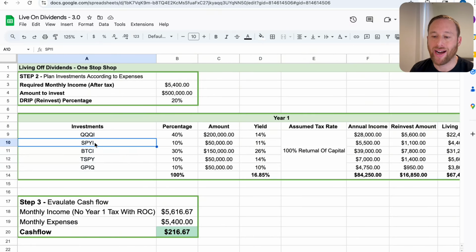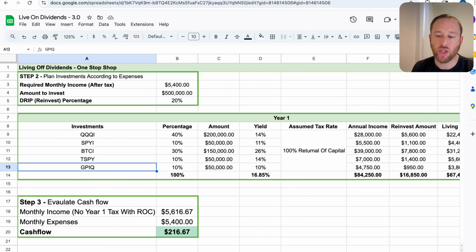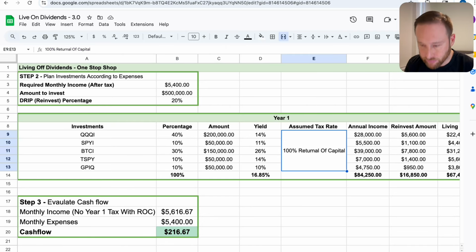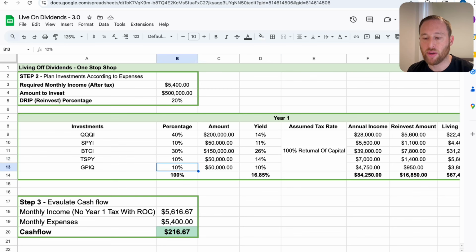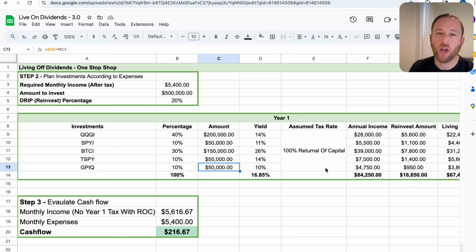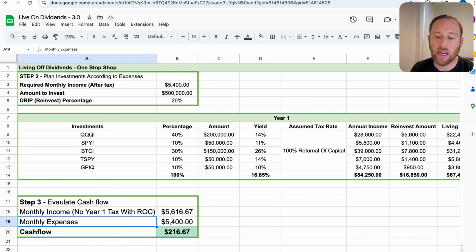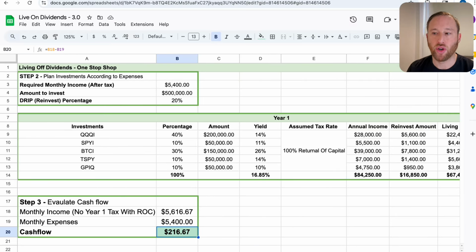All right. So QQQI, SPY, BTCI, T-SPY, GPIC. Maybe down the line, I'll choose TDAC, which I know a lot of folks are excited about. Their yield on the first dividend payout has been phenomenal. I think 17% trailing 12 month. Really strong stuff. So maybe I'll add that in on another day. But as we've seen here, all the assets here are 100% return of capital. In year one, our monthly income does exceed our monthly expenses by 216. So all is good there.